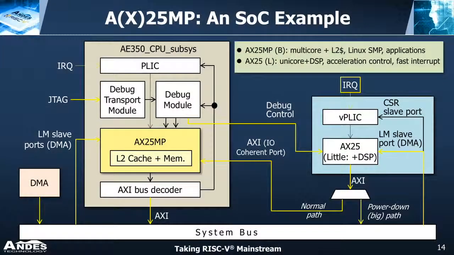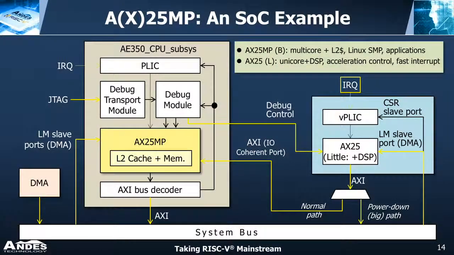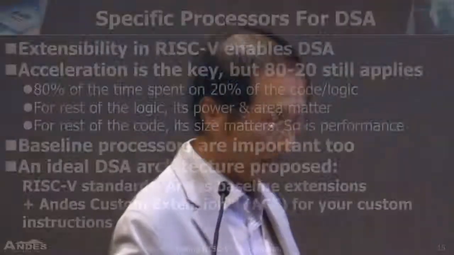Then we have a design example that makes you have a unicore with a DSP to do system control or acceleration control as this one. So overall, the SoC can be architected as a master-slave kind of product.